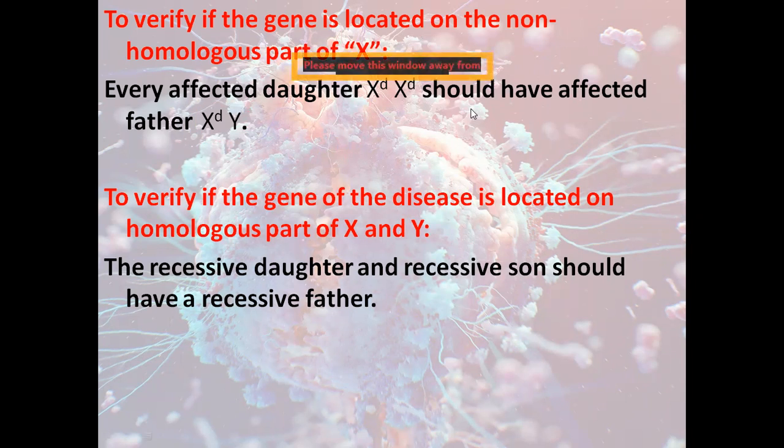To verify if the gene of the disease is located in the homologous part of X and Y, the recessive daughter and the recessive son should have a recessive father, and this is the case.